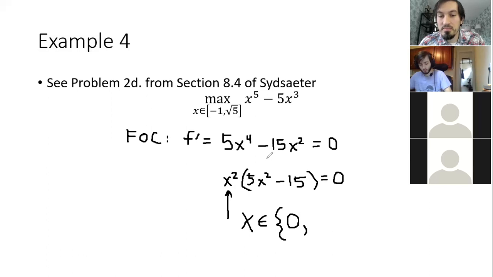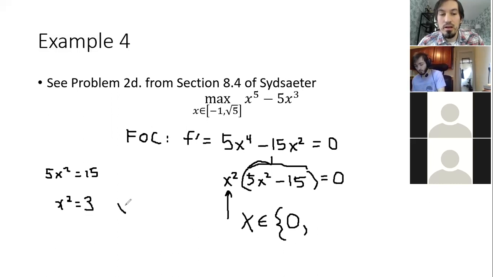Well, if this part here is 0, then it's also equal to 0. When does that happen? Well, that happens when 5x squared equals 15. When does 5x squared equal 15? Maybe you can see that quickly. If not, just divide both sides by 5. You get x squared. I'm sorry for how bad this handwriting is. x squared equals 3, or x equals what? Plus or minus the square root of 3.